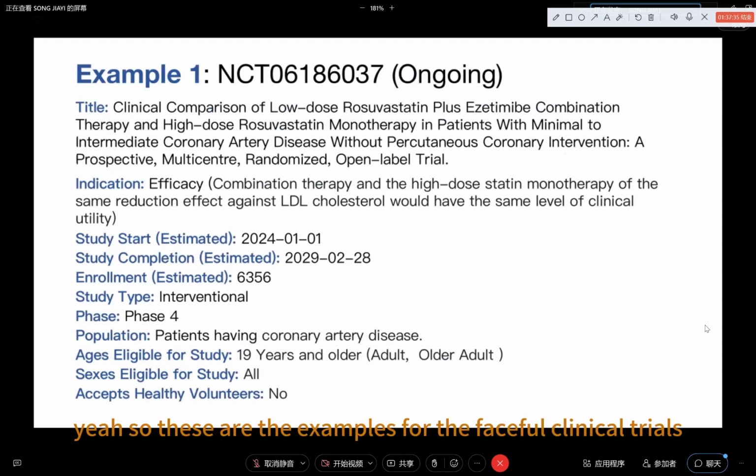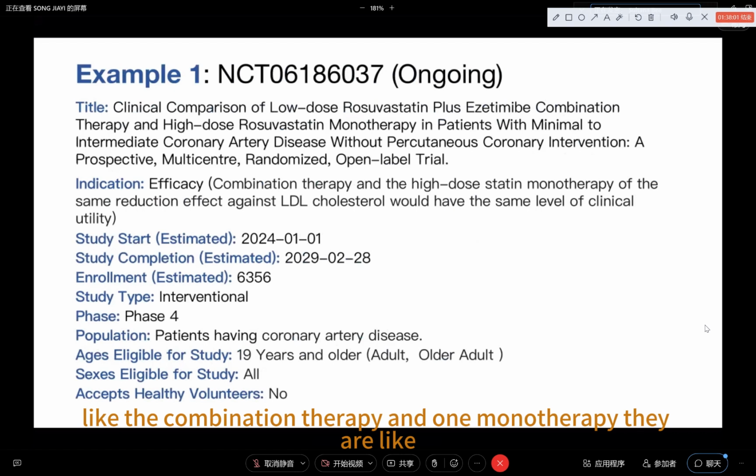So these are the examples for phase 4 clinical trials. Basically, phase 4 clinical trials are done for knowing the longer-term adverse effects of the drugs in a larger population. So example 1, this is the title of the example. Indication: it's done for the efficacy, like the combination therapy and one monotherapy.